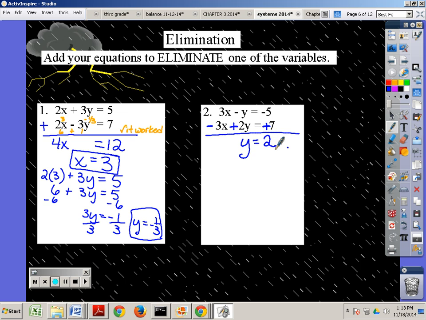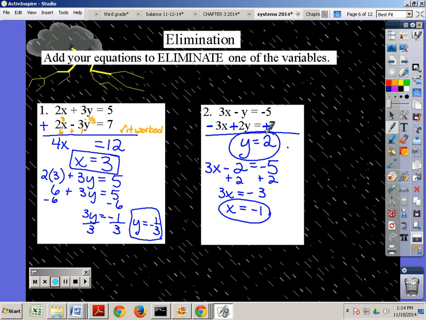We're going to plug that into our equation. I'm going to plug it into this y right up here. So I get 3x minus 2, because that's what y is, equals negative 5. I'm going to add 2 to each side. So you get 3x equals negative 3. So x equals negative 1. X equals negative 1. Y equals 2.